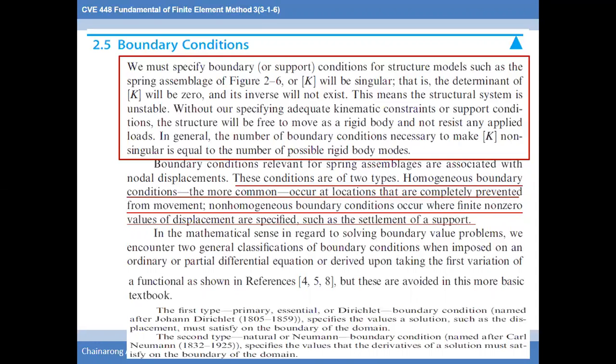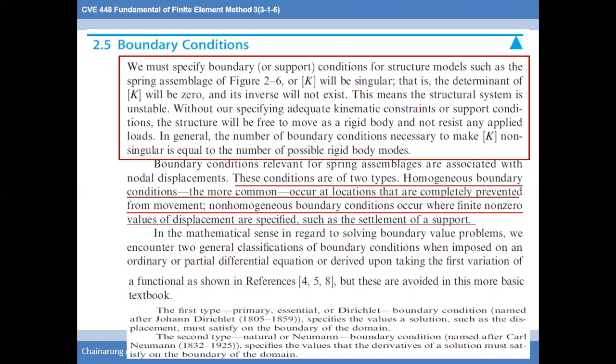So it means that the structural system is unstable if we do not apply any boundary condition to that system. The system can have rigid body motion. It can move, so it is not stable. It is an unstable position. In general, a number of boundary conditions is necessary to make the stiffness matrix non-singular. The system should be constrained enough.